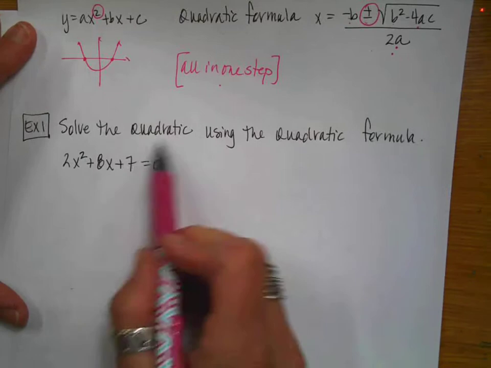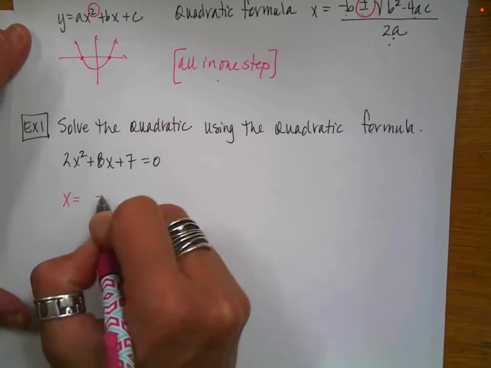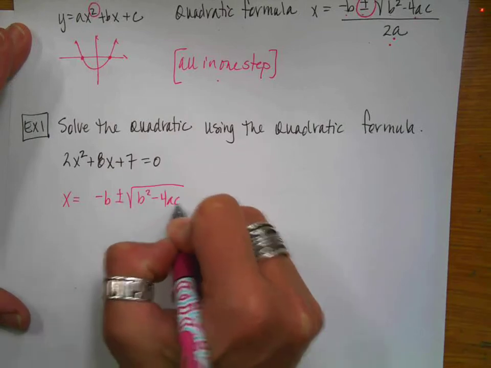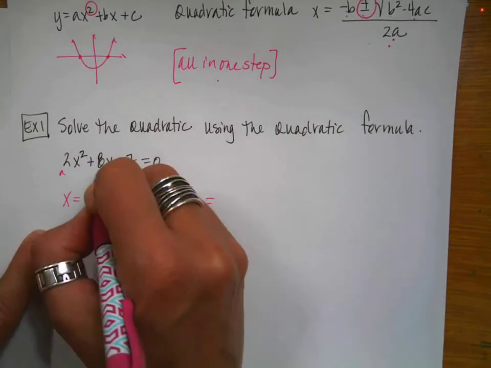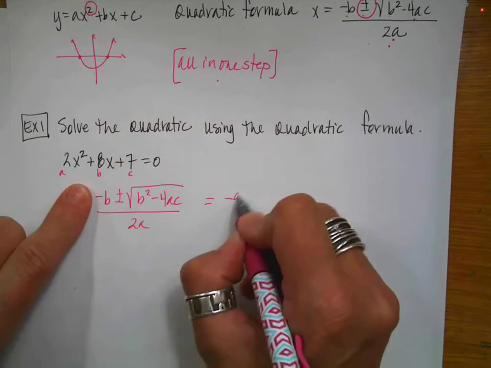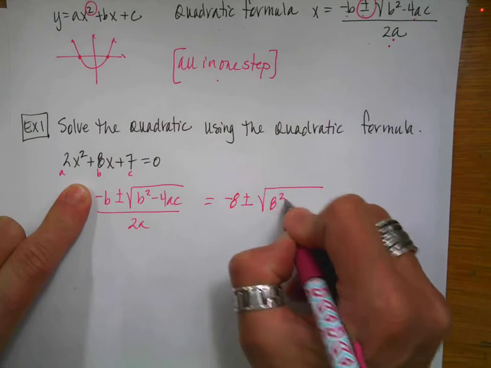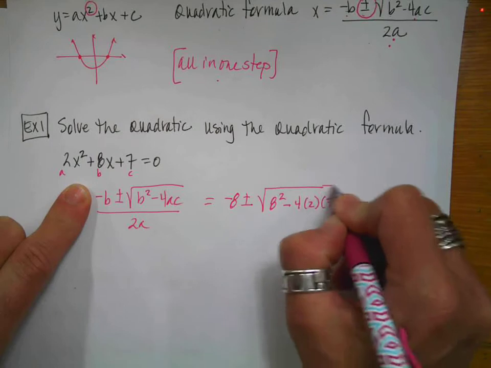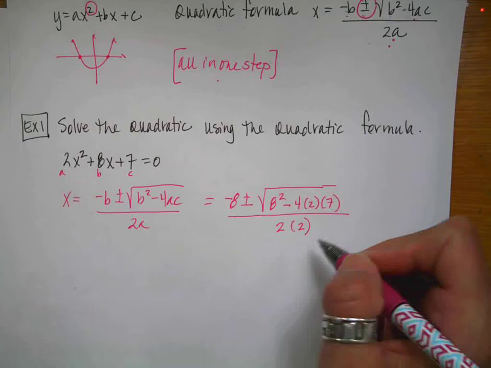So for example number 1, it says solve the quadratic using the quadratic formula. So I always write mine down and then substitute my numbers in so I don't make silly mistakes. So this is A, this is B, this is C. So I'm going to do a negative 8 plus or minus, and then I'm going to write 8 squared minus 4 times A times C, and then all over 2 times 2, which is A.